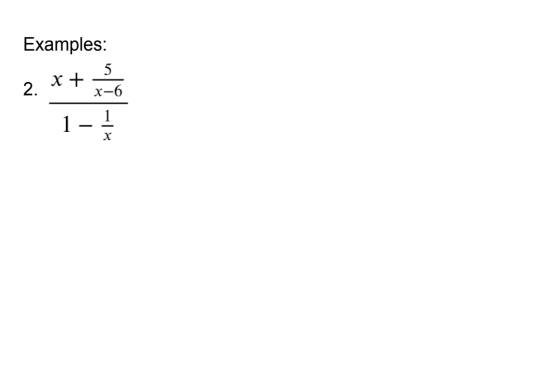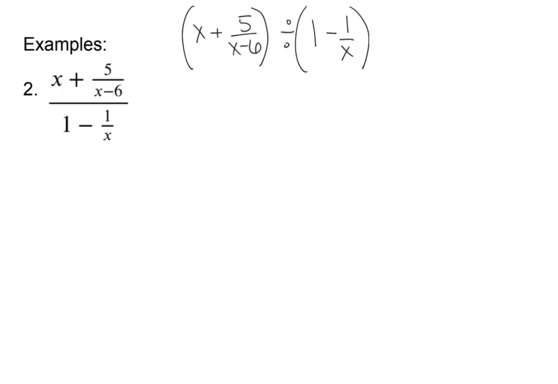Let's take a look at example 2. Example 2 is a lot more difficult than the first one we did. So hold on, here we go. I'm going to first rewrite it like we did that last one. We have x plus 5 over x minus 6 divided by 1 minus 1 over x. But in keeping with math, we've got to follow order of operations. This whole thing is being divided by this whole thing. And so that's what makes this a little bit trickier.